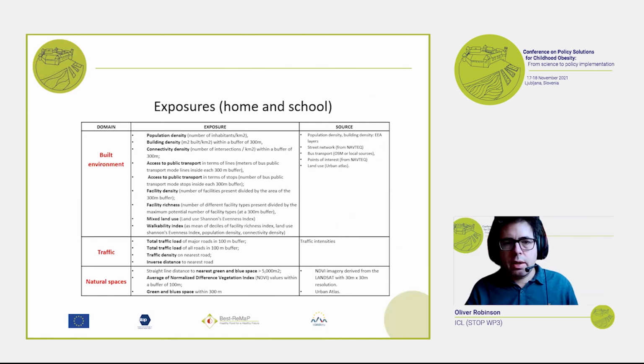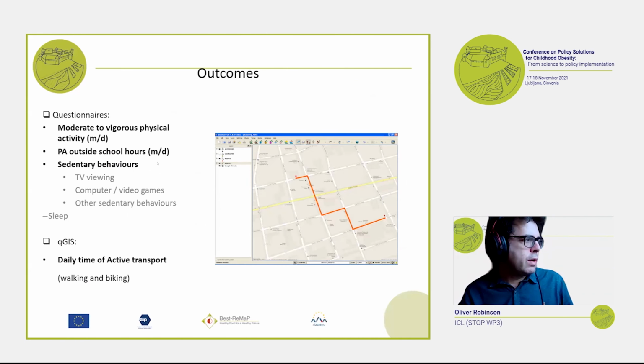So we applied a systematic assessment of the environment to all the cohorts participating, including many different variables related to the built environment, traffic, and natural spaces. So the outcomes included various measures of physical activity, sedentary behaviours, and daily time active commuting. So here, this is what the parents actually completed with the nurses. They drew the map, their route to school.